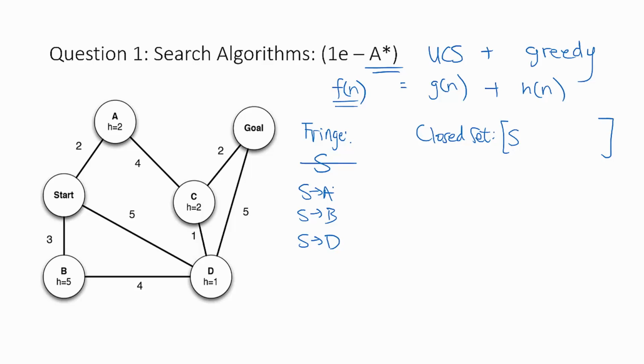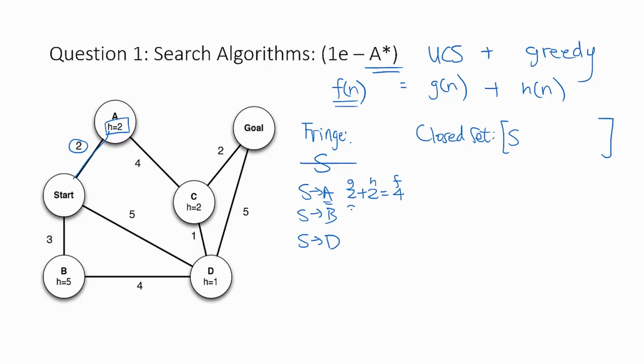Okay, so let's look at what the costs are along these paths. For S to A, the G cost is the edge cost here. That's 2. So I'll put a 2 here with the G on top. The heuristic value is the heuristic value at A. That's also 2. So let's put a 2 with the H on top here. And that means that the F cost is 4.